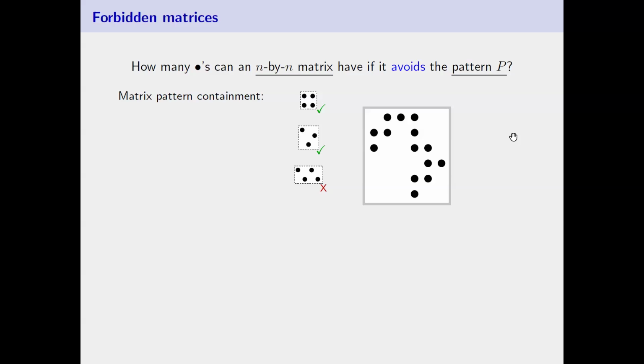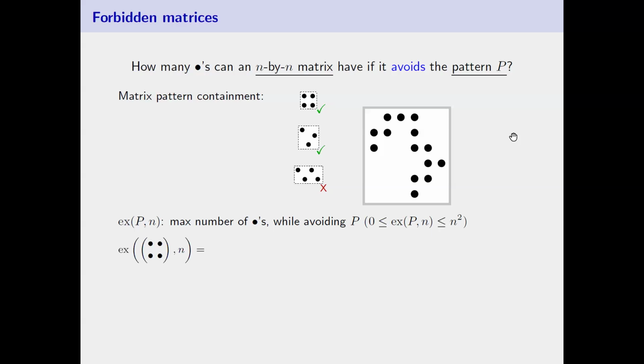Just to give an example, this pattern is avoided in this matrix because you don't have 4 dots which would have this configuration, where 2 are on the same row, and they are somehow shifted in this way. And you can ask the similar question. We can define this extremal function of a pattern, which means how many dots can you still have while avoiding that pattern? It's clearly between 0 and n squared.